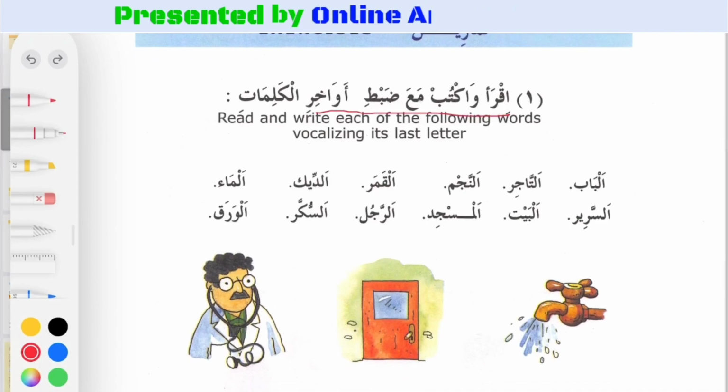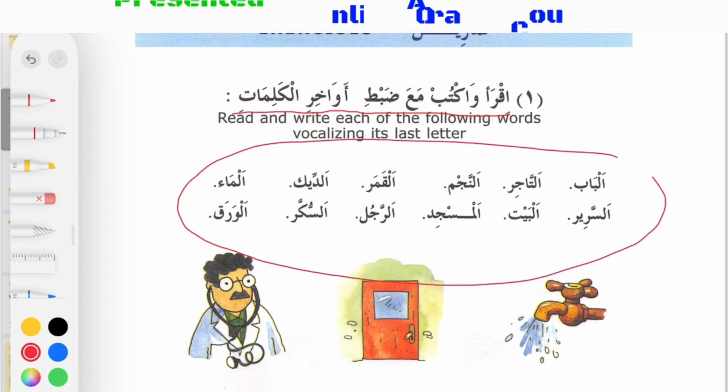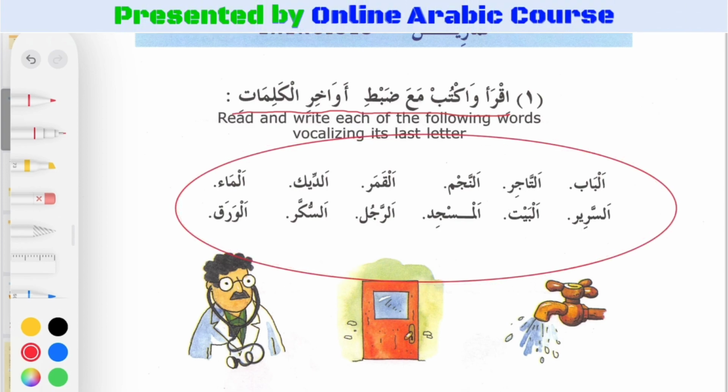And now the exercises portion 2 of this lesson. So here we will read these words with vowel signs.